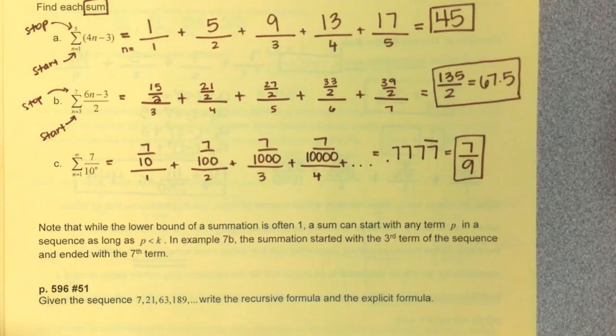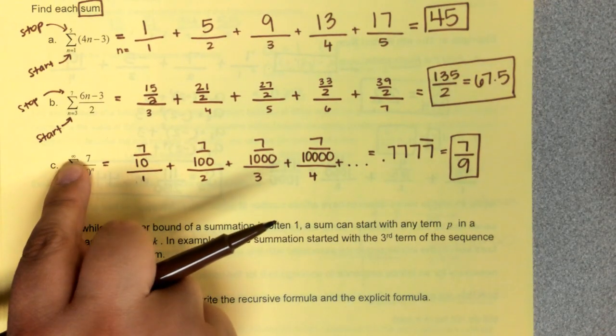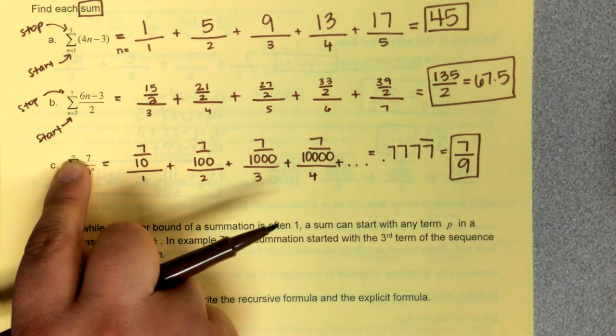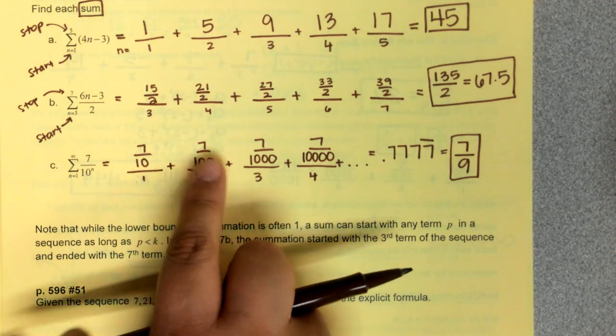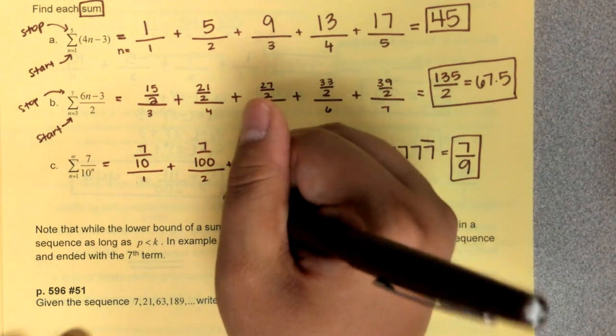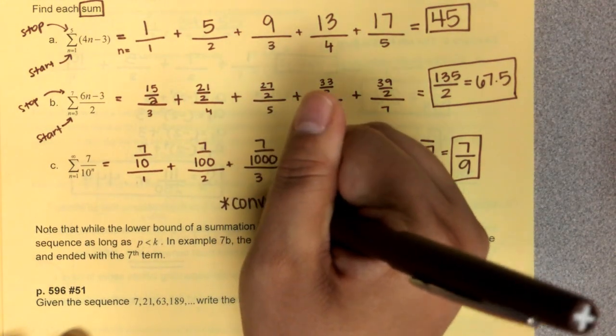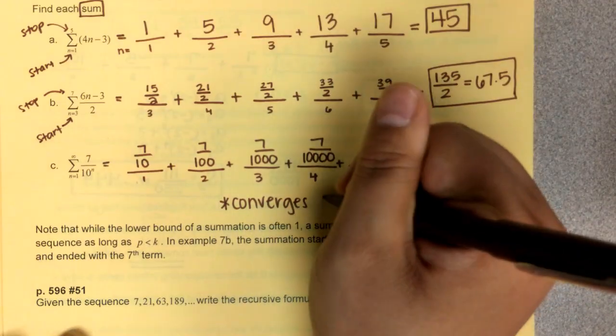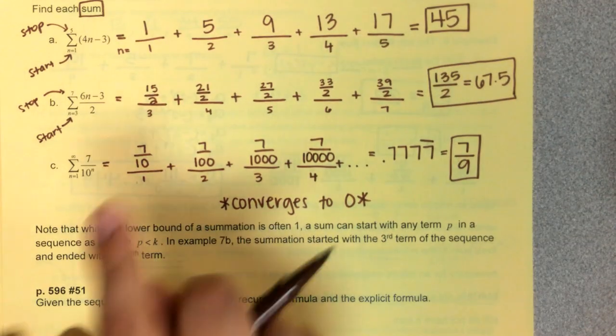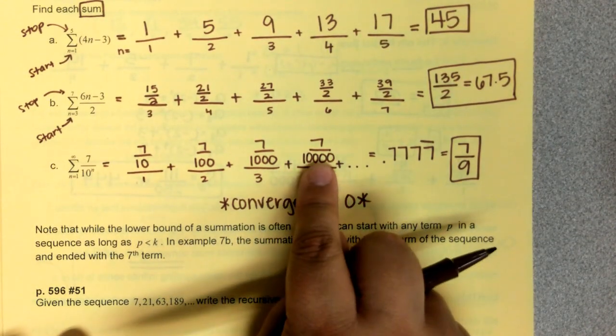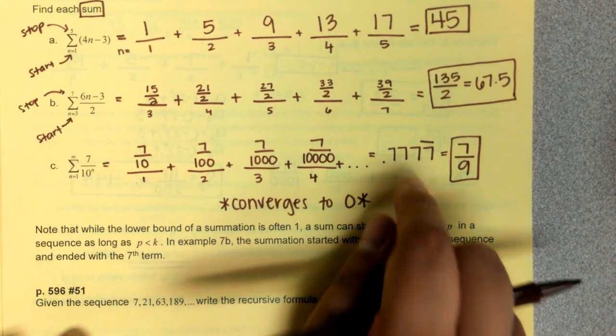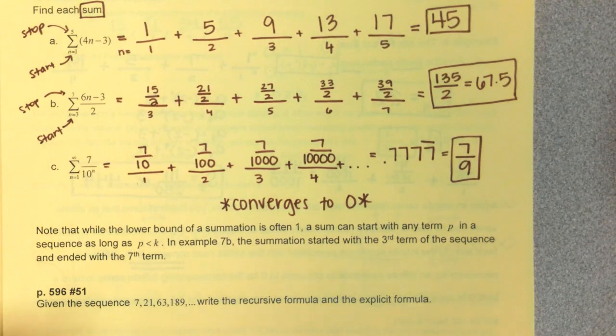Why does it give me a sum? It's an infinite series. How come it doesn't just give me infinity? Keeps adding less and less. Which makes this sequence what? It converges to 0. Do you agree if these were commas instead of plus signs, each individual number would get closer and closer to 0? 0.0007, 0.000007. So that is why this has a sum, because it converges to 0.